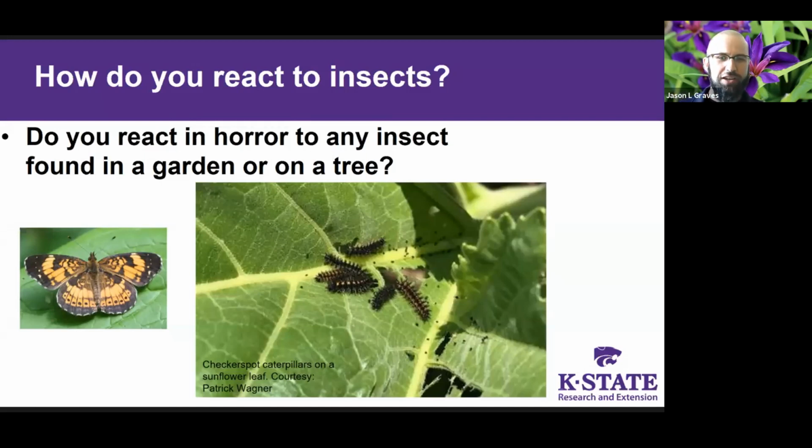You can see here a checkerspot caterpillar, very common on a lot of our summer flowers. These little guys can chew and chew and chew a lot of leaves, and I've had sunflowers and different plants attacked by them. Obviously there's some damage, but the butterfly is a beautiful butterfly, and so a lot of times if we can remember that nature as a whole is a community and we are a part of it, we're more likely to tolerate some of the things we see in our gardens, or maybe even find them fascinating and interesting.